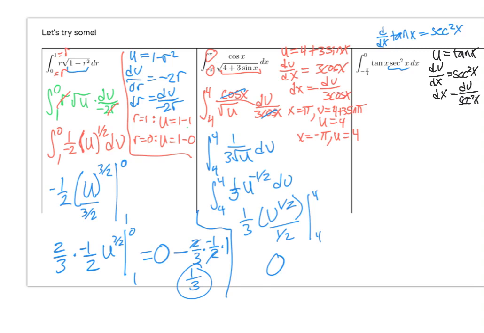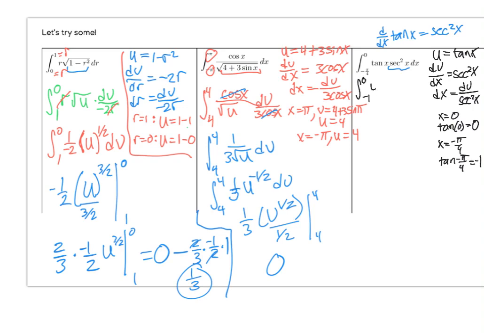Which means that dx is going to be du over secant squared of x. Okay, we can also change our bounds. If x is equal to 0, and u is tangent of x, tangent of 0 is going to be 0, because that's y over x, and that angle y is 0 and x is 1. And then if x is negative pi over 4, tangent of negative pi over 4, that's going to be the point root 2 over 2, comma negative root 2 over 2. When I divide those, I get negative 1 as a value. So we're looking at this as going from negative 1 to 0.